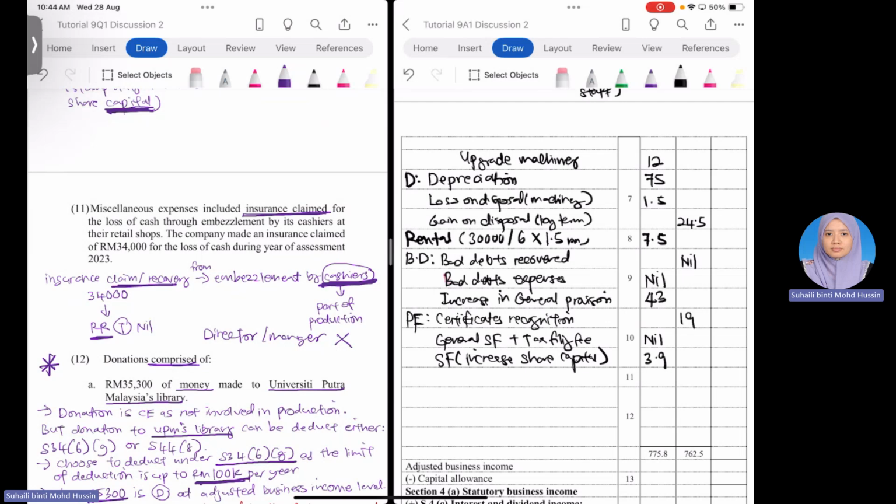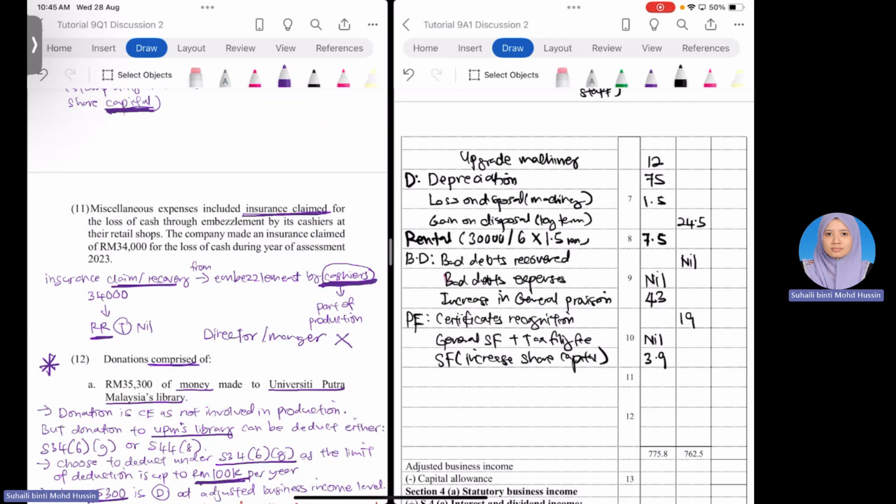So the amount is subject to tax because this is a revenue receipt. Why is this a revenue receipt? Because you have to remember, when it involves the cashier, the cashier is part of the production process because we need the cashier to sell your product in the retail shop. So when you lose money because of the cashier, you can deduct the amount.